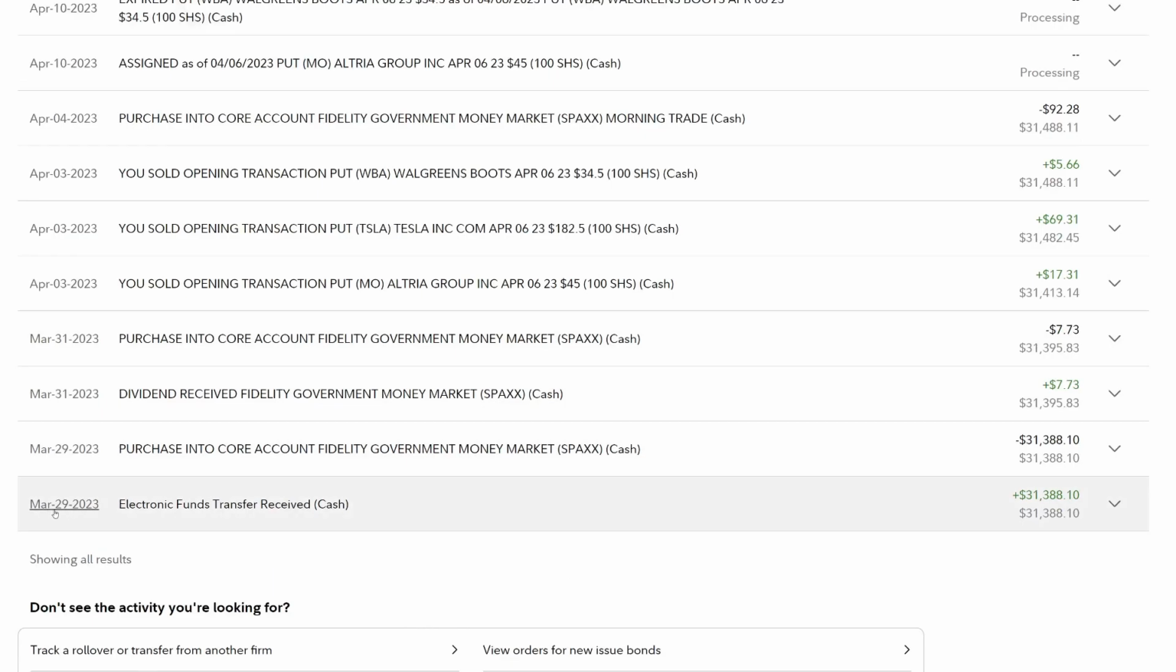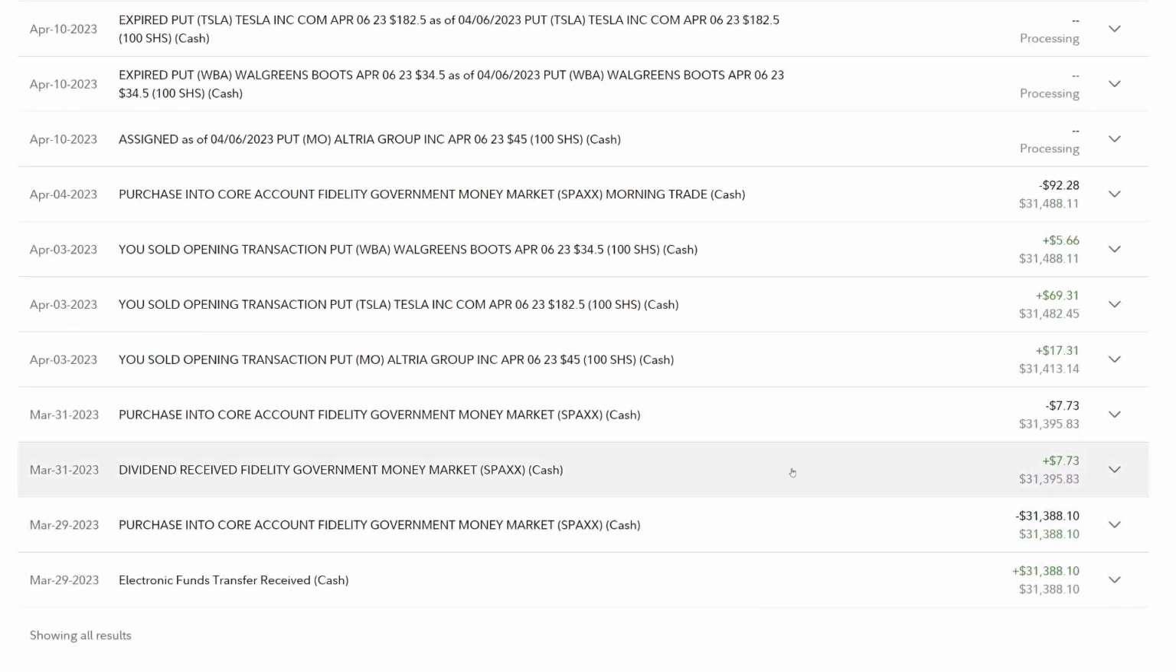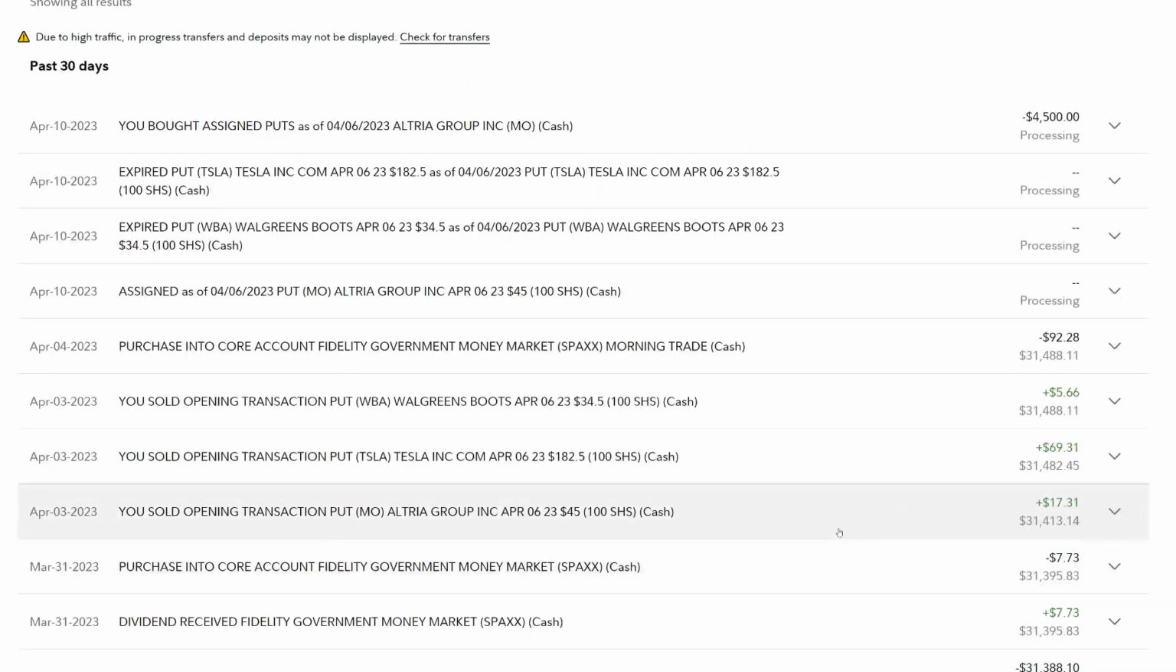On the 29th of March, we transferred all of our money to this account. You'll see that about 2 days later, we got a dividend or interest payment from the money market account, which was about $7.73, which is really nice. Hopefully we get some more towards the end of the month, and that will help a lot, because that will help us achieve that 1% we're trying to get passively.